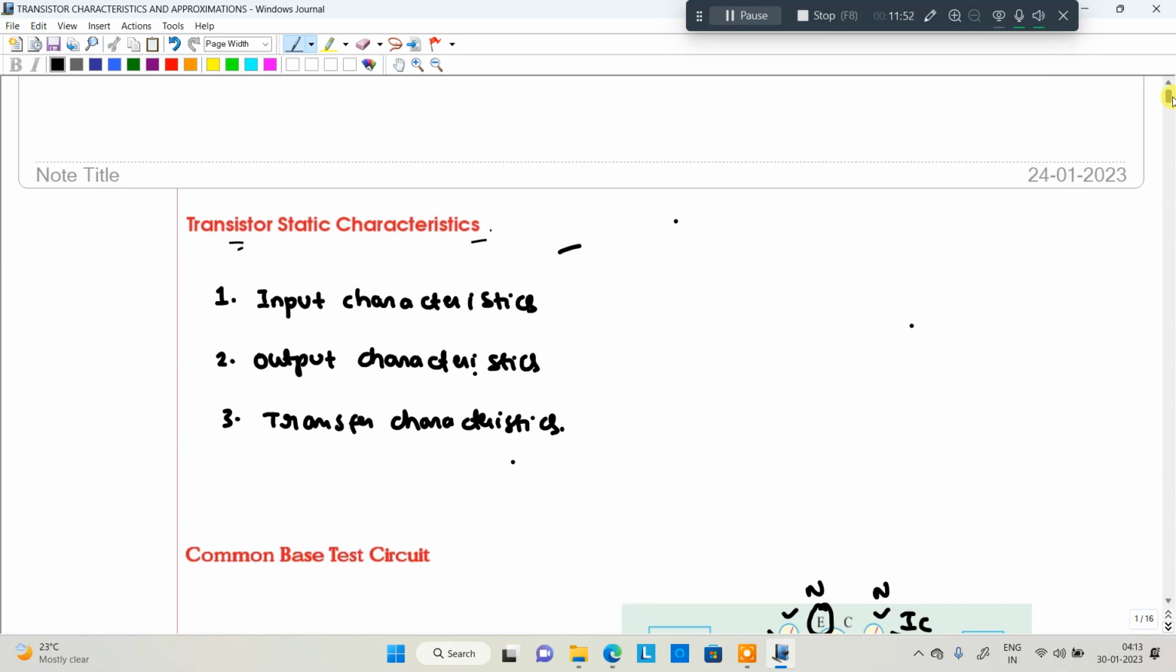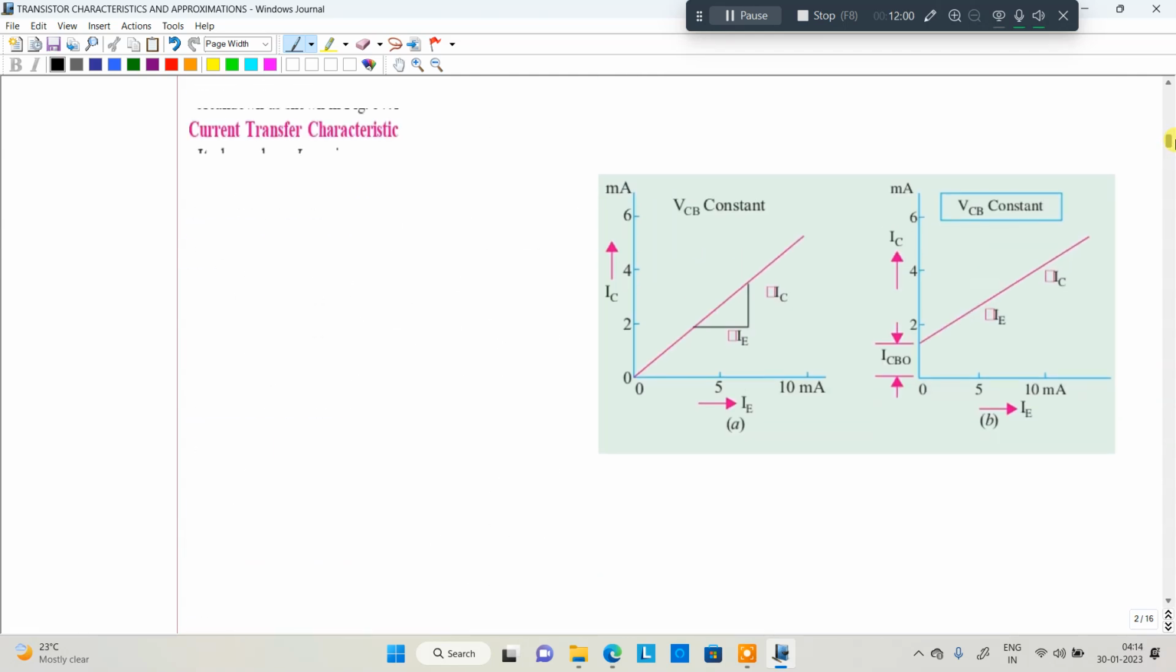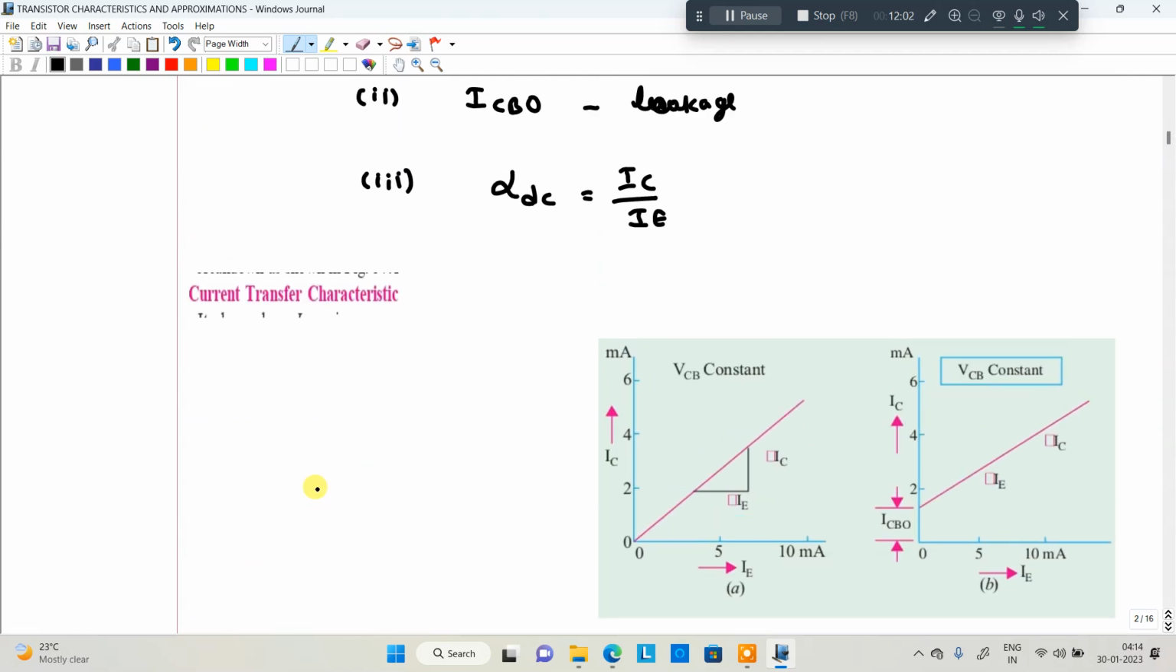Next characteristics, the third one, the transfer characteristics. The current transfer characteristics is drawn between IC versus IE. So IC versus IE, these are the currents, emitter current versus collector current.